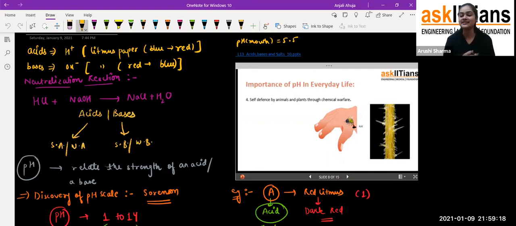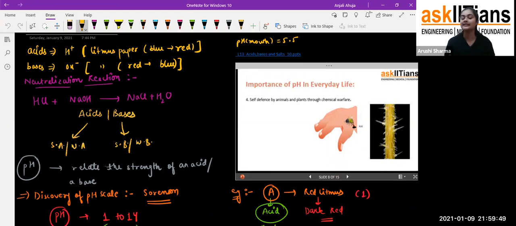Okay, some itchiness would be there, and so that's why, students, if the honeybee is injecting acid into your body, where she has bitten you, what you can do is rub baking soda over it, because baking soda is basic in nature. The acid which she has injected, the base will neutralize that acid and you will feel relief. So that's how you can use that pH part, the acid and base part, in your daily life also, for the self defense by animals and plants.